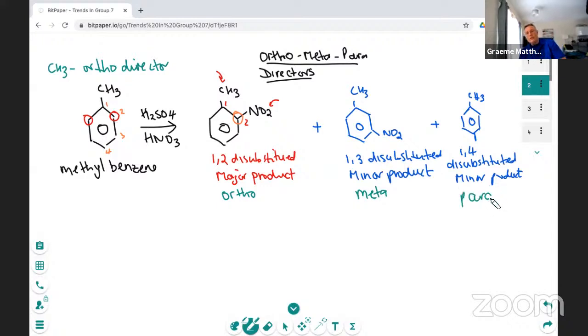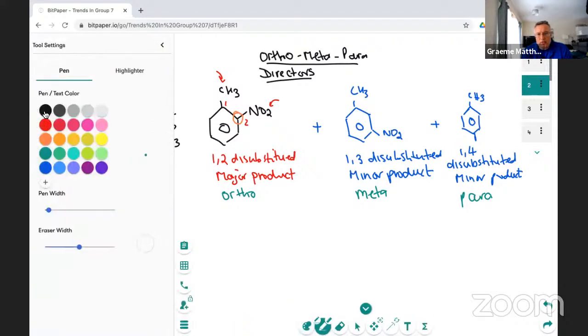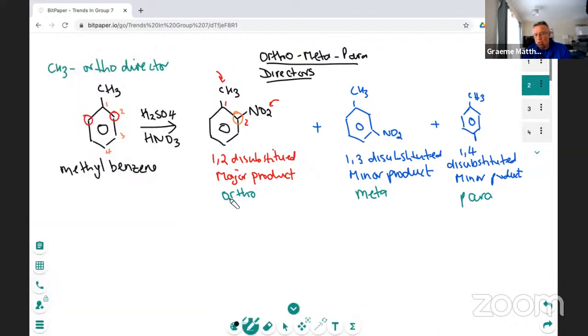Okay. So the one that they tend to use then is methyl right here, which is a 1,2 director. And the other one, before we do the actual mechanism here, is your nitro, and your nitro group is a 1,4 director. So the other one is nitrobenzene. We start off with our base compound like this. This is nitrobenzene.